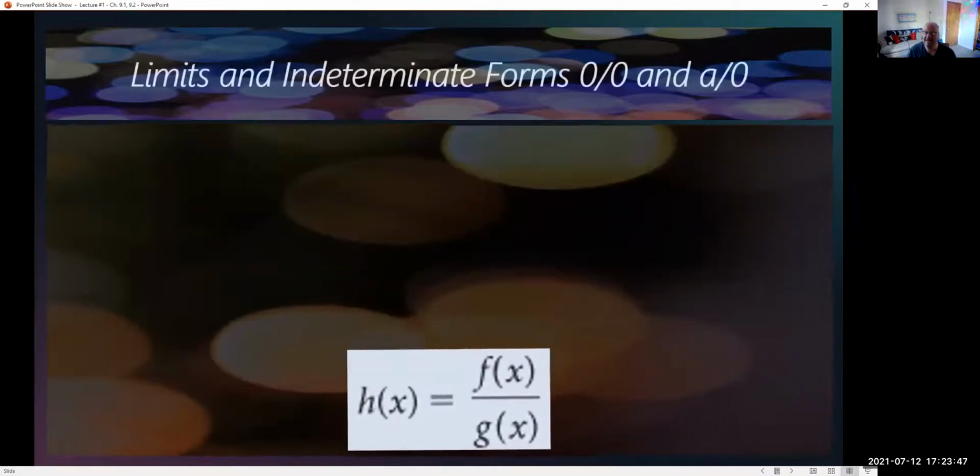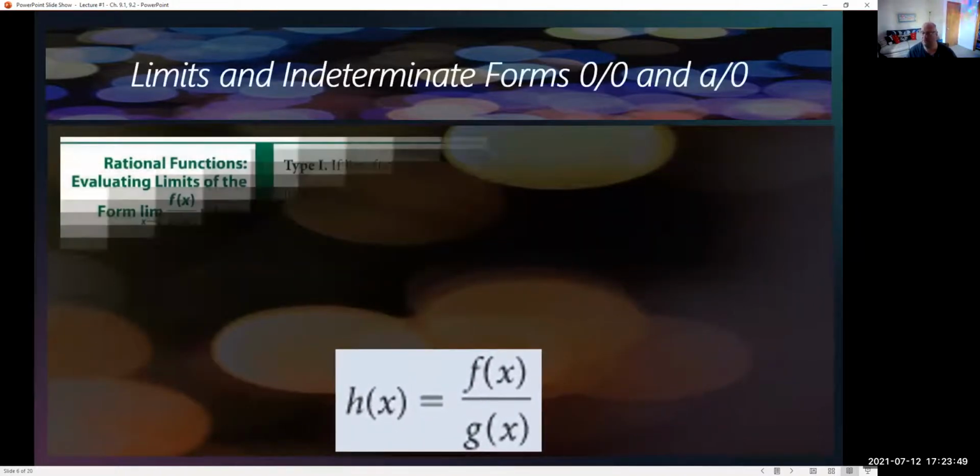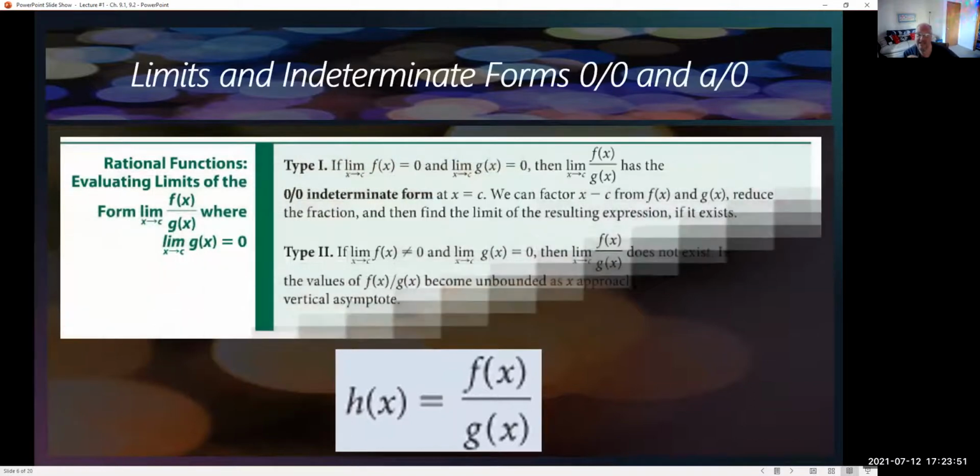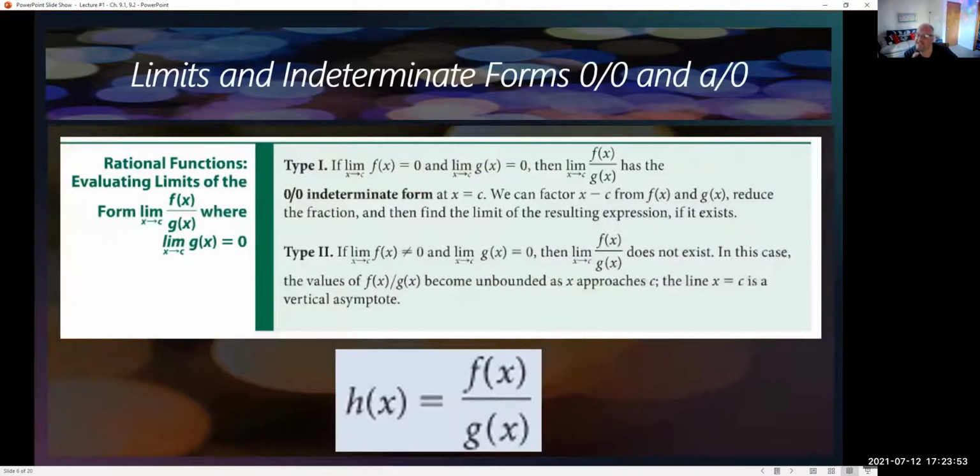Remember, it looks like this. This is our rational function. And we're going to work now on two different indeterminate forms. I want you to look at that wording, indeterminate forms. An indeterminate form is a form or a structure that you can't figure out. It's indeterminate. And there's two kinds of indeterminate forms. There's 0 over 0 and a over 0.